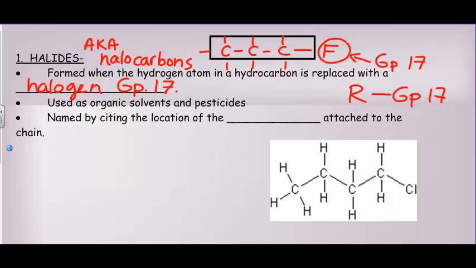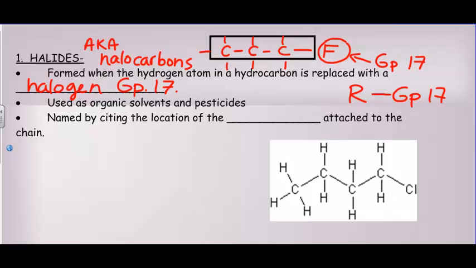Typically, these are used as organic solvents and pesticides, so they spray these halides on crops to kill bugs and to prevent the bugs from eating the crops. They're generally not very good things for us. They tend to be dangerous. That's why you should always wash your produce and don't go licking the grass.